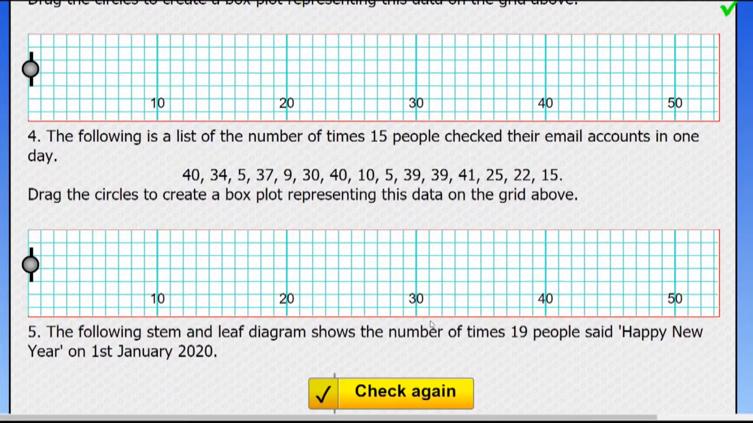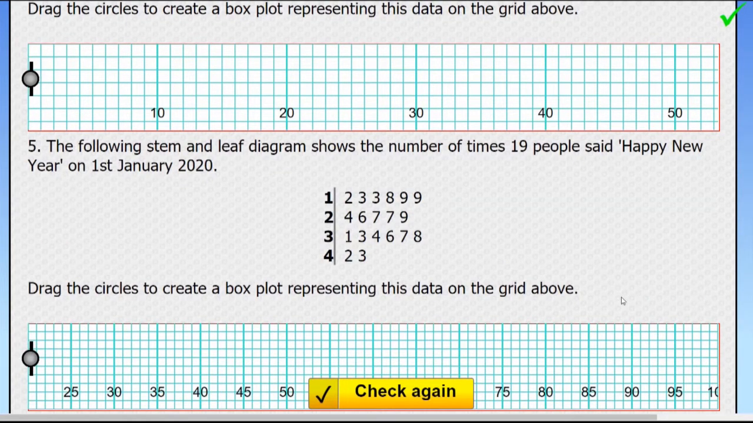This is the number of times 15 people check their email accounts in one day. So again, what we have to do is first of all write the data in order, then choose the middle one to find the median. Then once the data has been divided into 2 groups, we can find the upper quartile and the lower quartile.